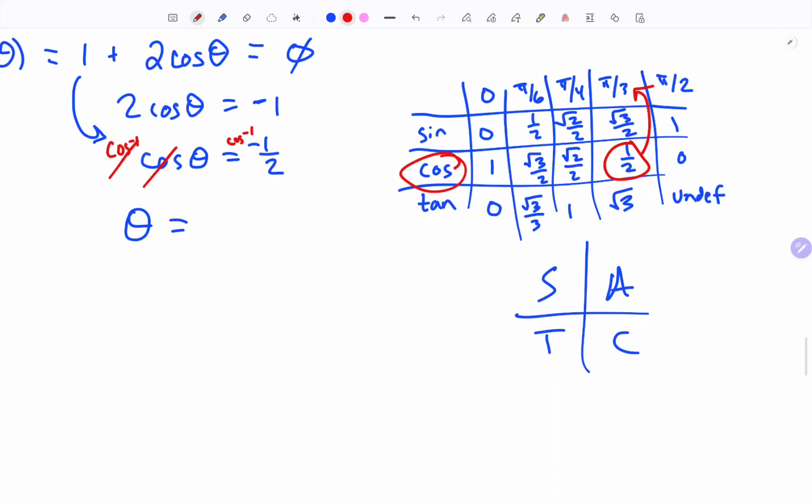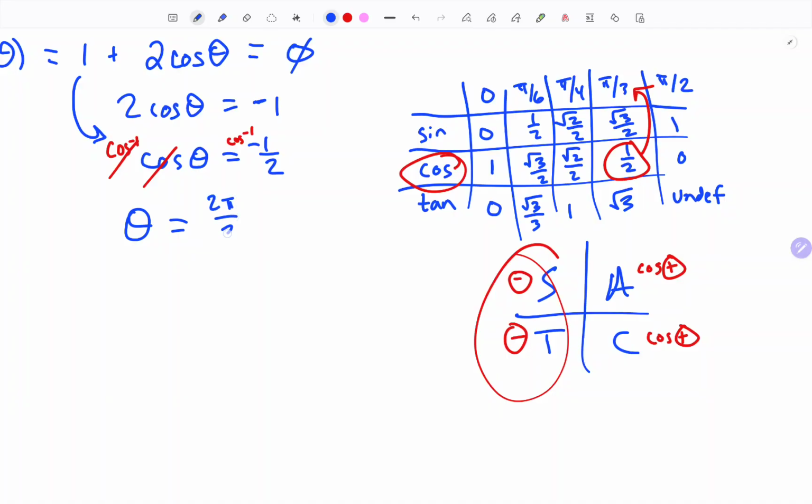But this is the negative slot. Cosine is positive here and positive here, right? The All on the C, and negative here and negative here. So we want these two. So it's going to be at 2 pi over 3, 1 less than the denominator, and 4 pi over 3, 1 greater than the denominator.